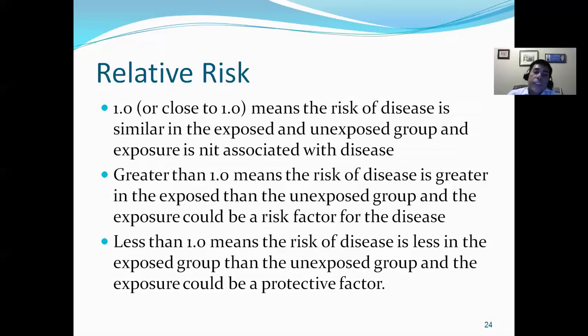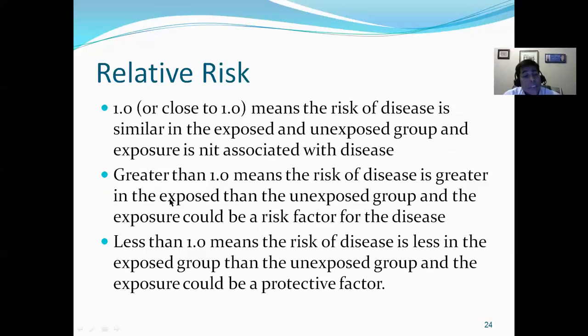So just like odds ratio, when we interpret relative risk, a perfect score of 1 means that the risk of the disease is similar in the exposed and the unexposed group, and exposure is not associated with the disease. There's a typo there. It should read not associated with the disease.